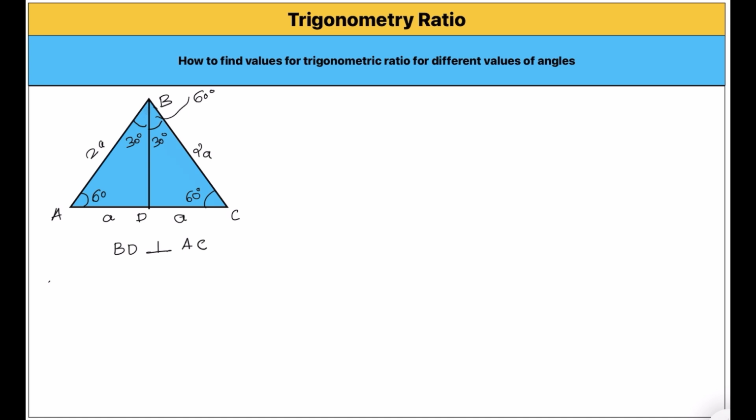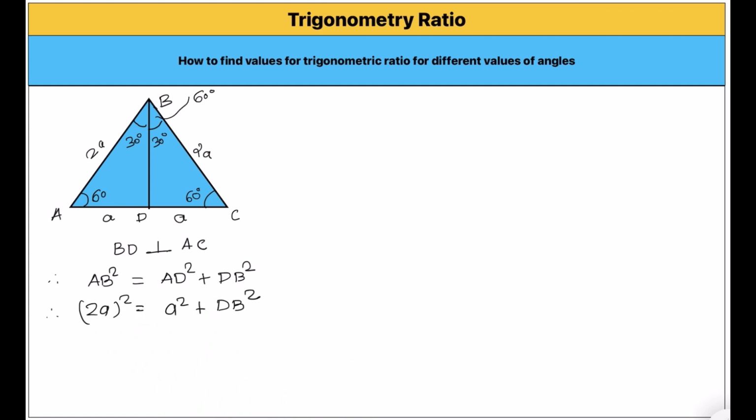And as BD is perpendicular to AC, we can apply Pythagoras theorem for triangle ABD. Hypotenuse square is equal to side 1 square plus side 2 square. Hypotenuse in this triangle is AB. So AB square is equal to side 1 is AD square, side 2 is DB, plus DB square. So AB square is equal to AD square plus DB square.